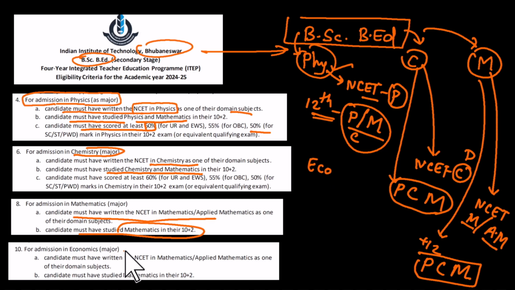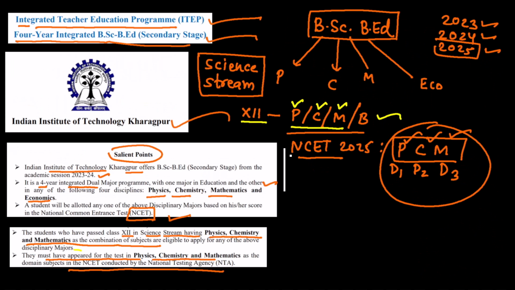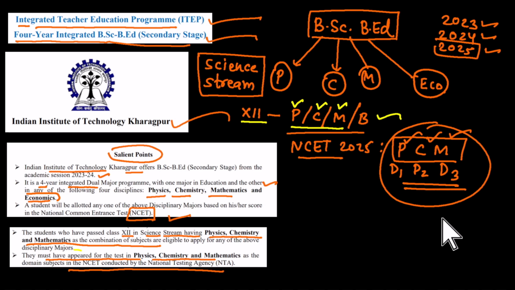When we talk about economics, it says, just a minute. Okay. And economics also, right? So, sorry, if I have forgot to mention this point, in IIT Kharagpur and in IIT Bhubaneswar, you get physics major, chemistry major, maths major, or even economics major. Okay, even for the economics major, here the criteria remains the same.